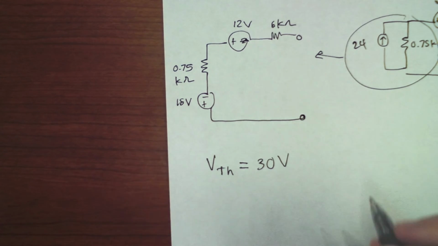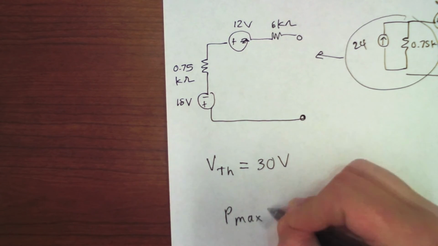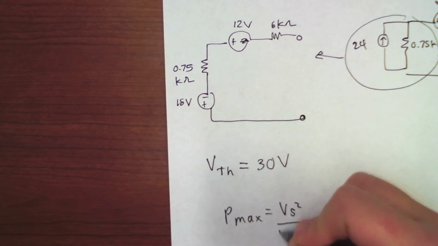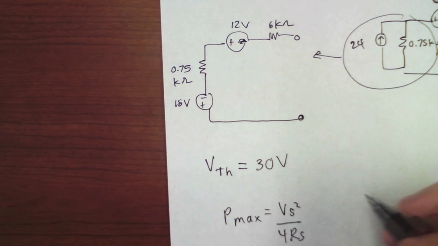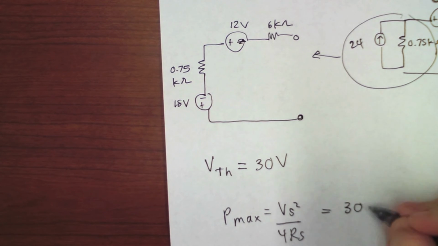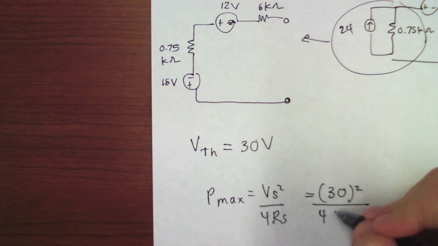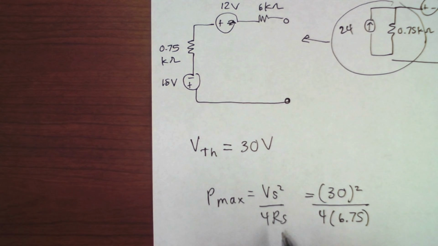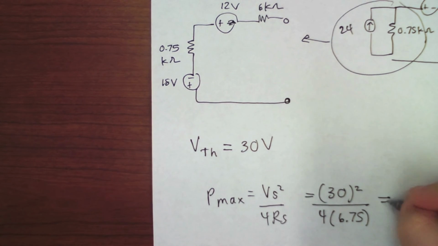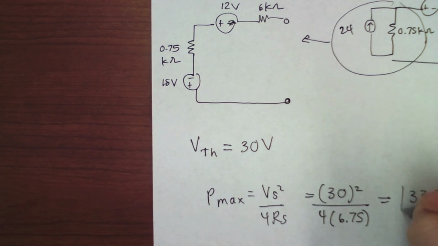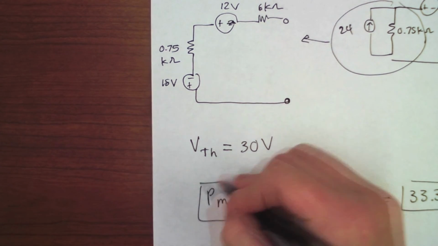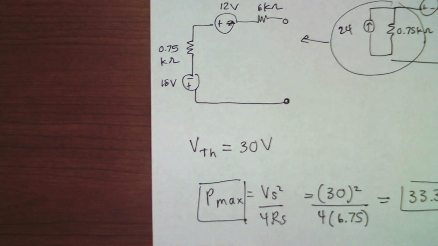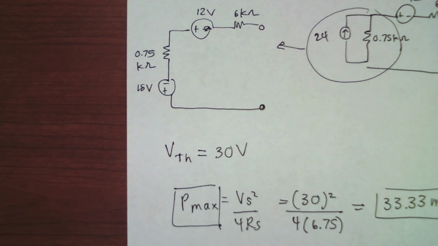After all of this work, we still know that P max is equal to Vs squared over 4Rs, which is equal to 30 squared divided by 4 times 6.75, our Rs that we found in part A. And all of this is equal to 33.33 milliwatts. So that gives us our answer for part B.